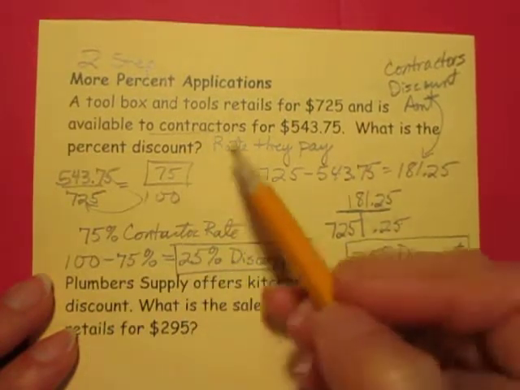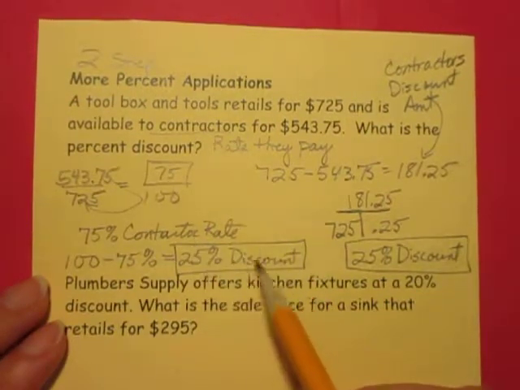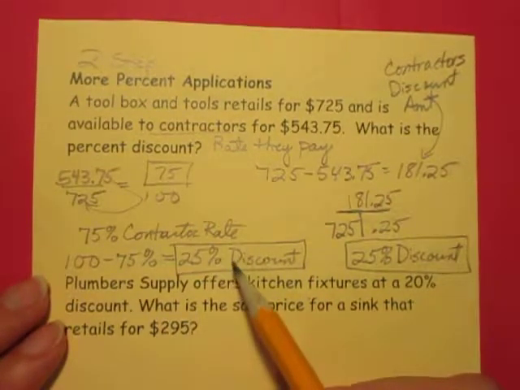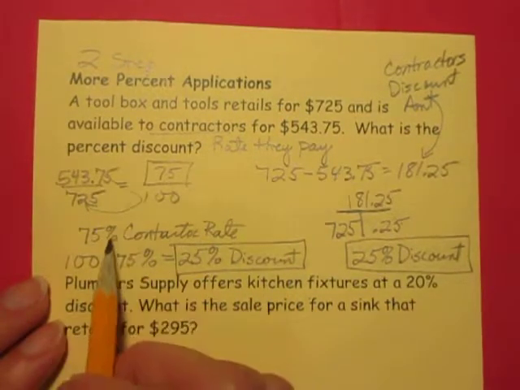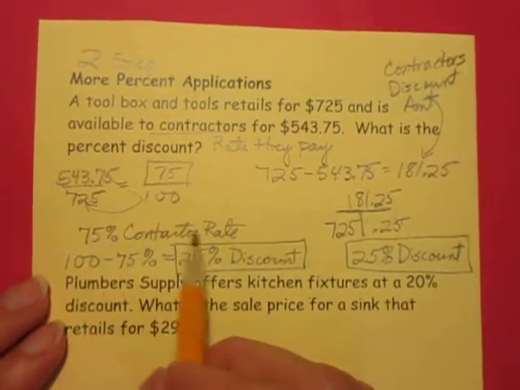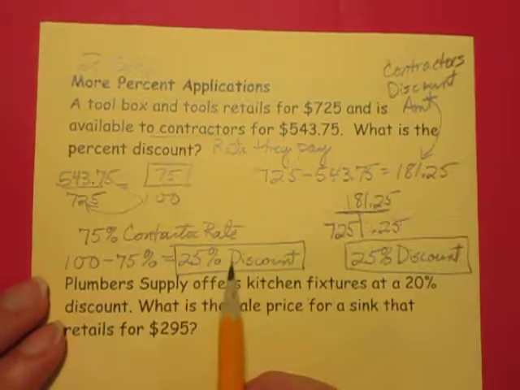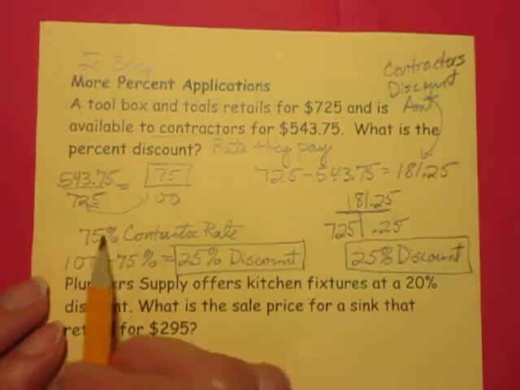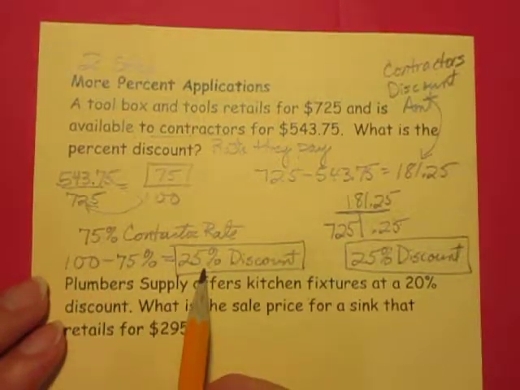And so when we did that, we realized we were giving them way too much of a discount, and we realized we had it flipped. I want you to recognize that here originally I found 75% contractor rate, and then we took that away from 100% to get our 25% discount rate. These two rates are called complement rates because they add up to the whole. Okay?